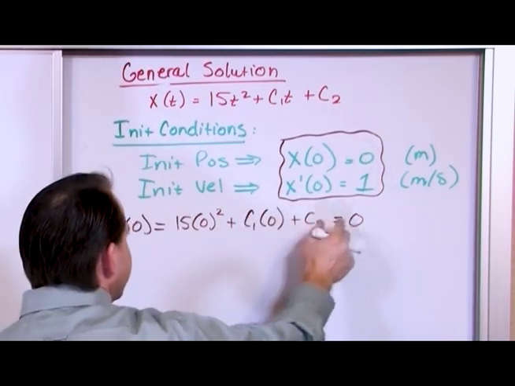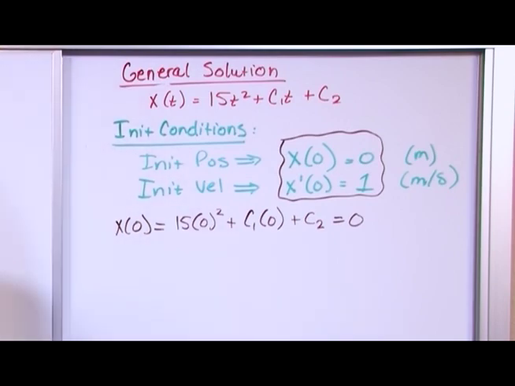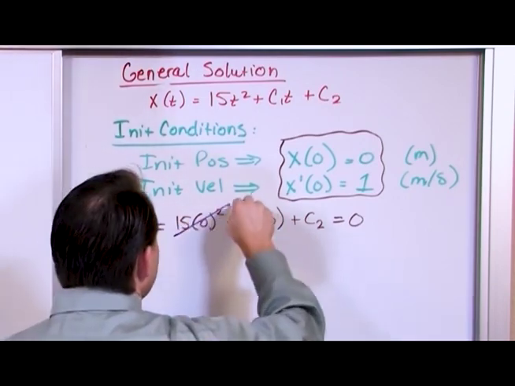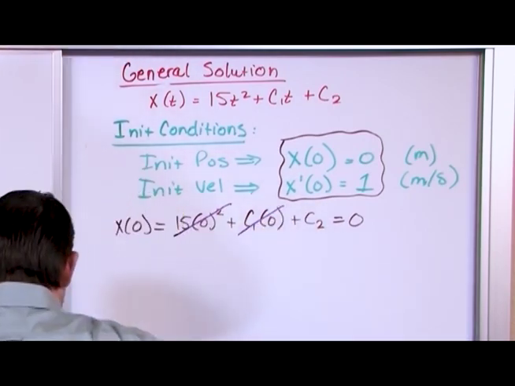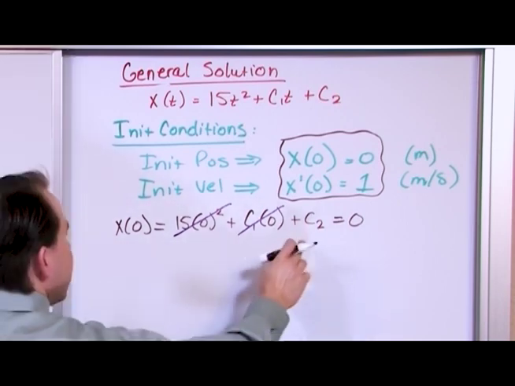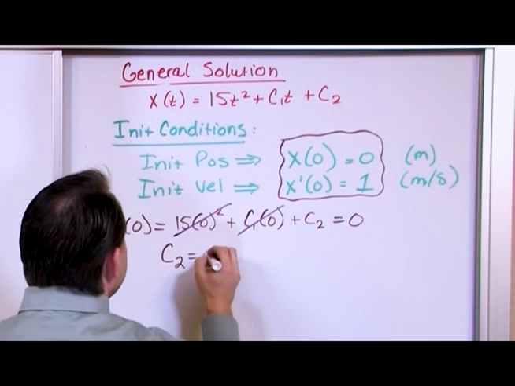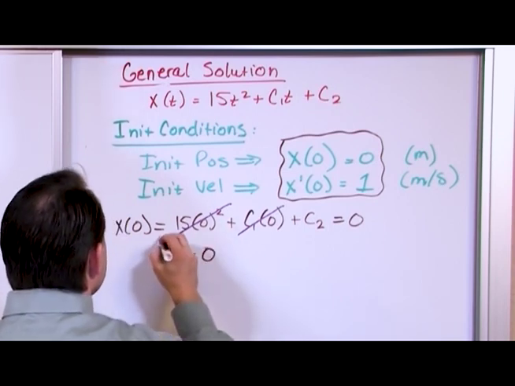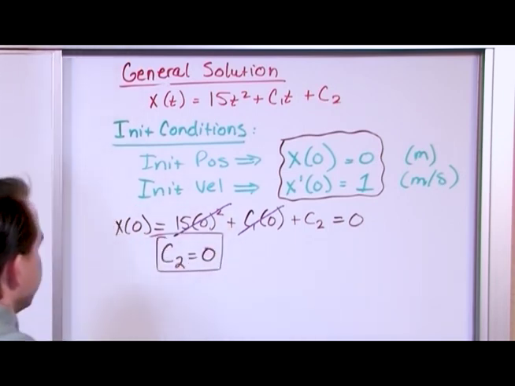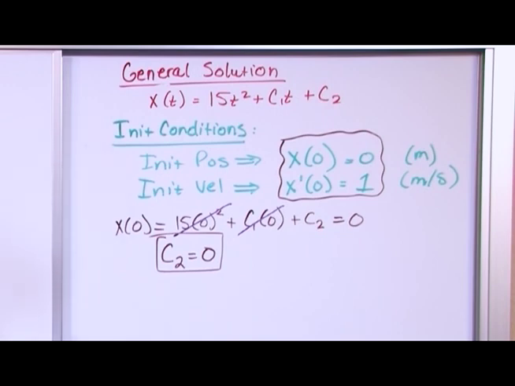It's equal to 0. So what you can see here, this is going to drop away and this is going to drop away. So what you found from all of that is that the constant C2 for this specific problem is equal to 0. Let's go ahead and box that because it's going to be important later on. So we found one of those constants.